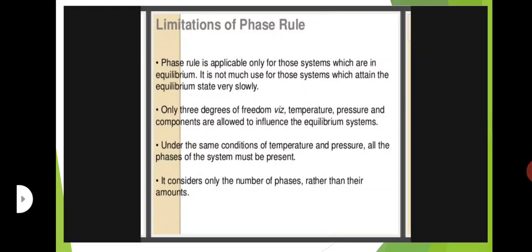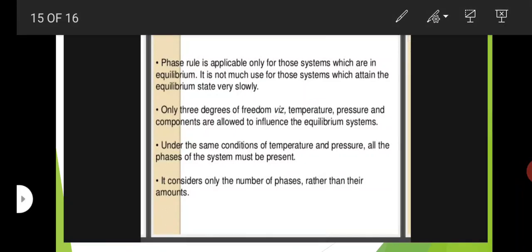It considers only the number of phases rather than their amounts. Here there is no need for amounts, only how many phases are present. This is important in the phase rule, rather than amounts. These are the limitations of the phase rule.